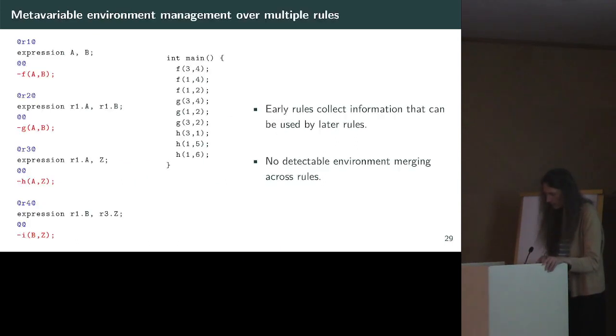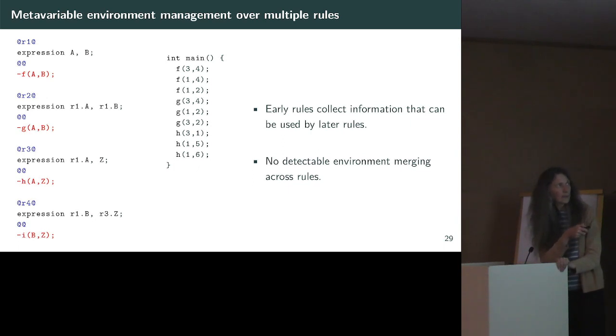Okay, so the second issue is when we have multiple rules, how do they communicate with each other? This is a completely toy example. It's a very useful feature in practice, but things might get more complex. Basically, we have 4 rules here. Each one is going to remove some function calls. And you see, this time I've given each of the rules a name: rule 1, rule 2, rule 3, rule 4.